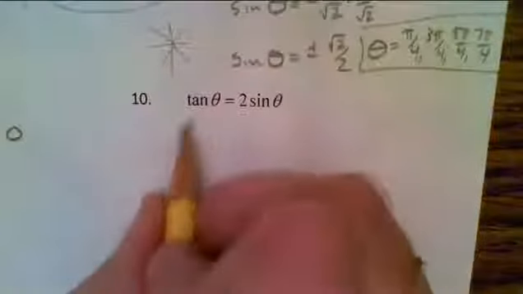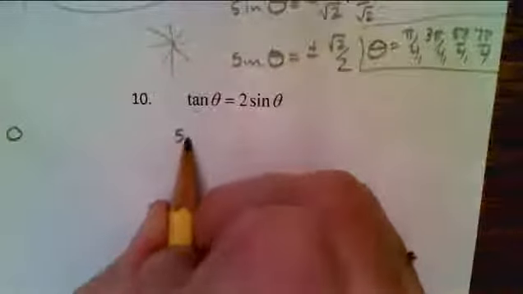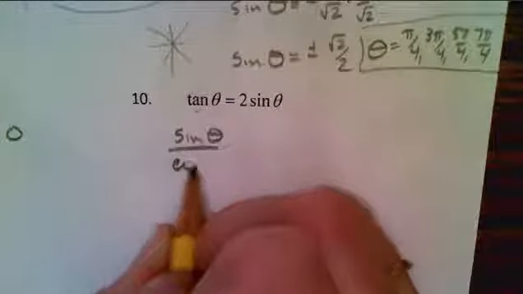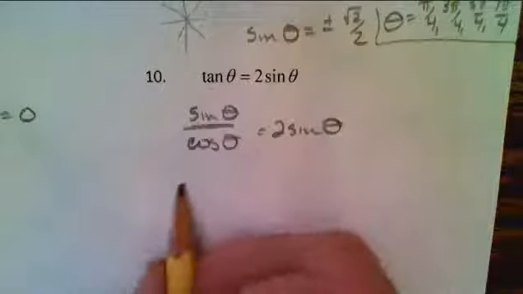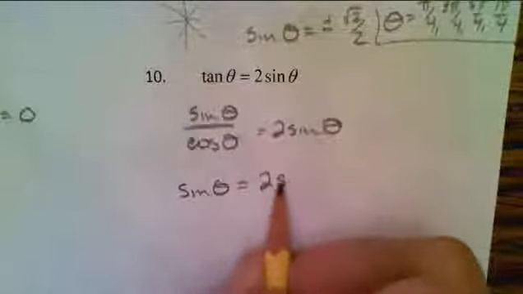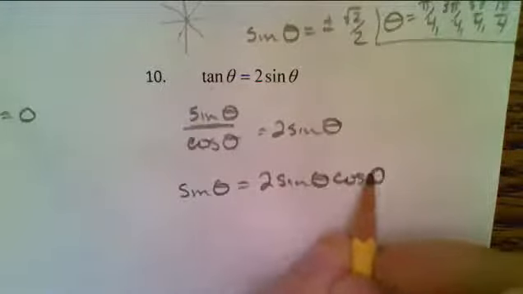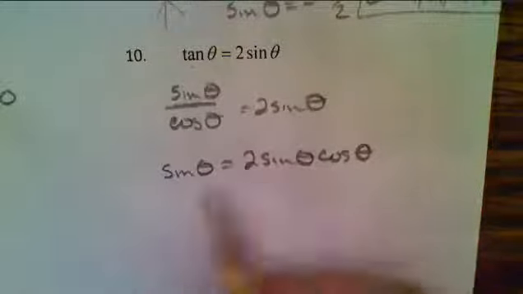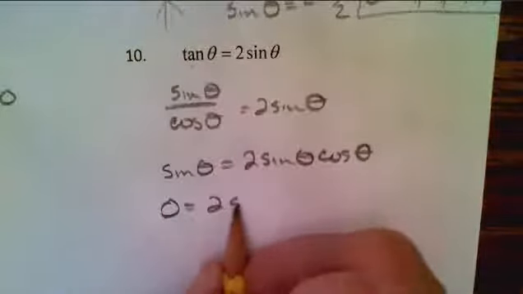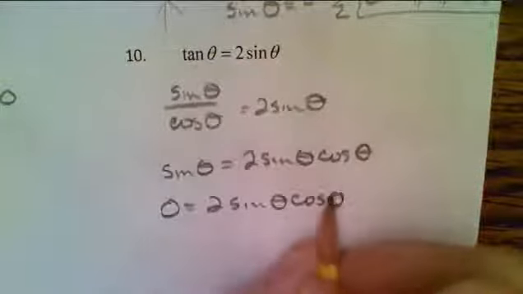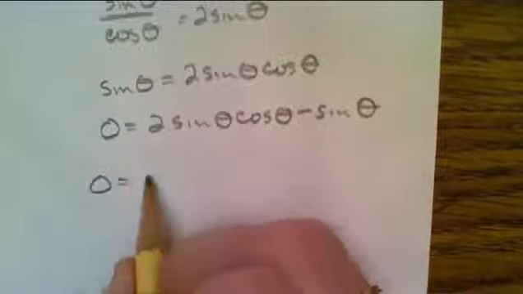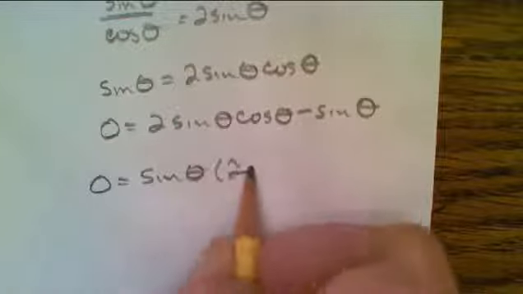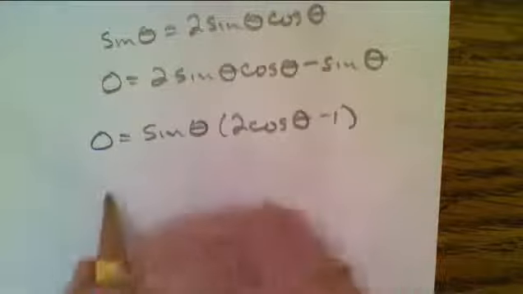I have a tangent and a sine, so I probably again have to get this in terms of sine and cosine. So tangent is sine over cosine. Let's multiply by cosine to get rid of that in the denominator. And now, again, I have two terms, so we set it equal to 0. Get minus sine theta. Factor out my common factor of sine. And now I set each of those equal to 0.